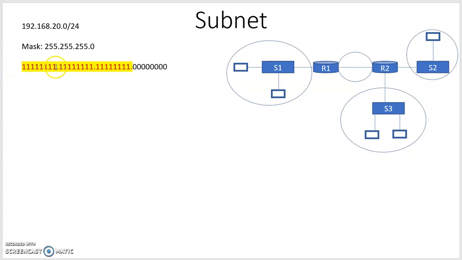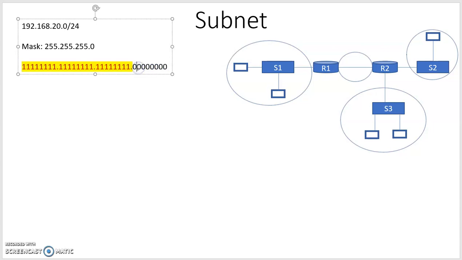So 8 plus 8 plus 8 makes 24. 8 plus 8 is 16, 16 plus 8 is 24. So that's why we say /24. /24 means the first 24 bits of the IP belong to the network portion. So what about the remaining 8 bits? That is for the host.